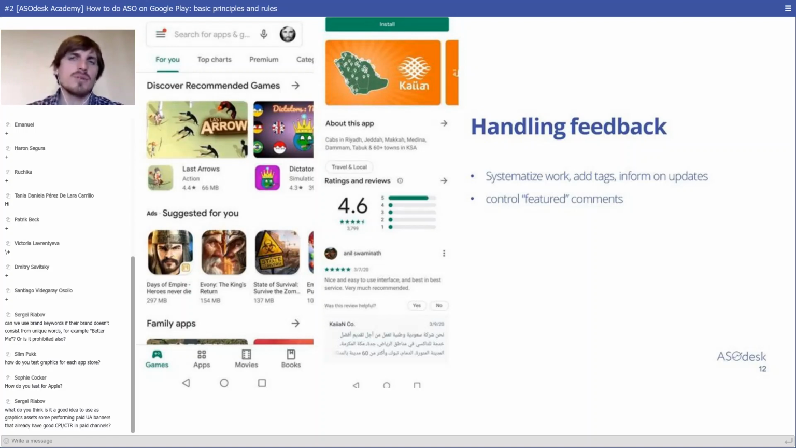And there are many more different techniques for keeping a positive review on the top of your reviews, and that's a very important part of the job.